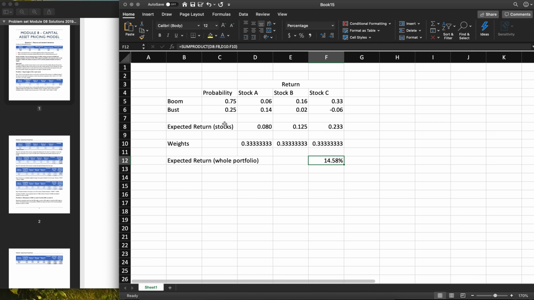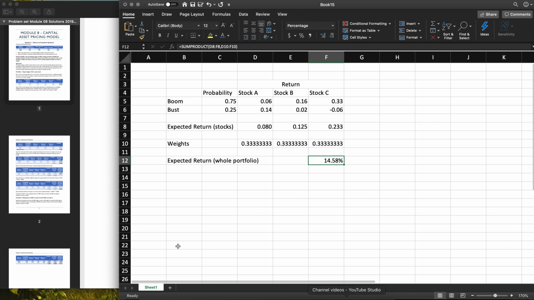So the intuition here is that each of these stocks has an expected return because there's some probability of that stock paying 6% and some probability of it paying 14%, and we do that for all the stocks using sum product and dragging it across. We add the weights, and the expected return on the portfolio is going to be the weighted sum of those. So we'll get 33% times that, 33% times that, 33% times that, and it adds up to 14.58.